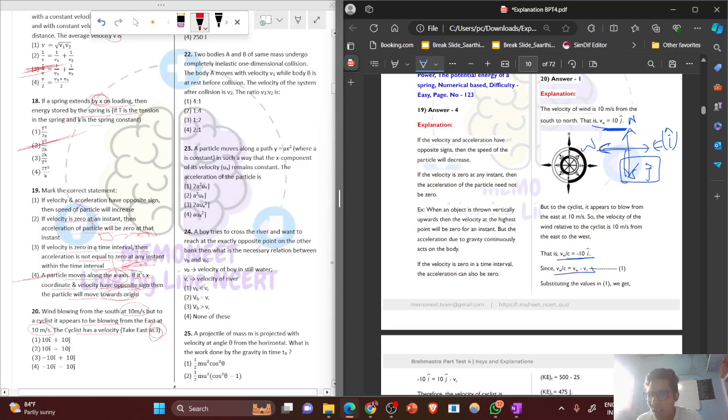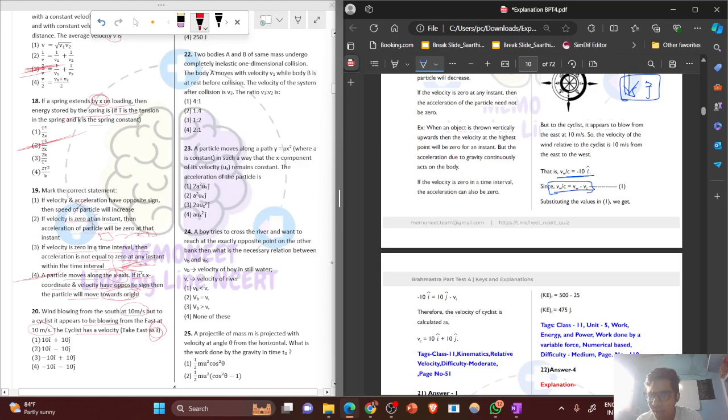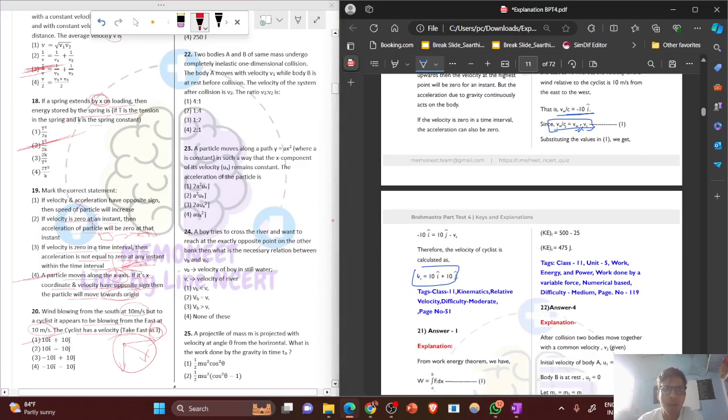So using the relative velocity formula, we can get the velocity of the cyclist, which will come out to be Vw with respect to ground minus Vw with respect to cyclist. That will come out to be 10 I cap plus 10 J cap. It's simply your option number 1. You can understand it this way also: it is going first in this direction, then for cycling it is this, so the net resultant will be in this direction. You can use the relative acceleration or relative velocity formula here. The same concept works for relative acceleration.